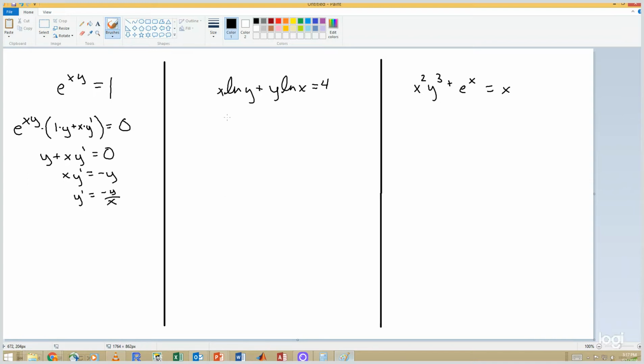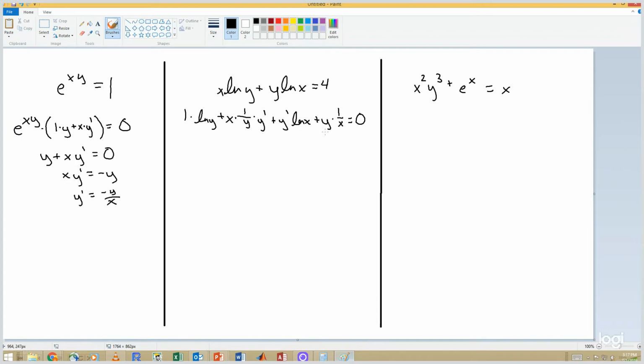function, it looks like a couple of product rules. So we're going to do the derivative of the first function, 1 times ln y, plus the first function times the derivative of the second function. That's going to be 1 over y times y prime, plus the derivative of the first function, y prime ln x, plus y times 1 over x equals 0.